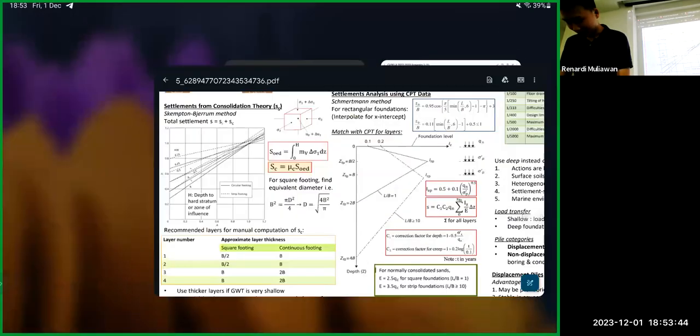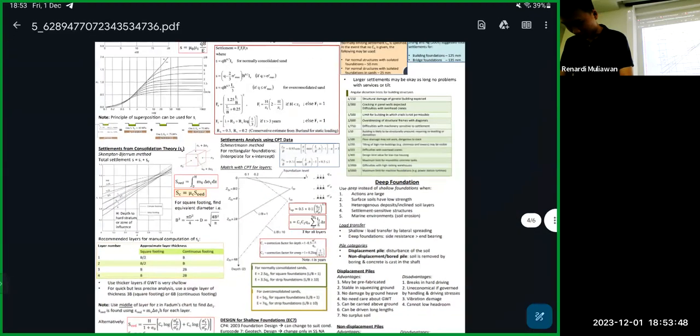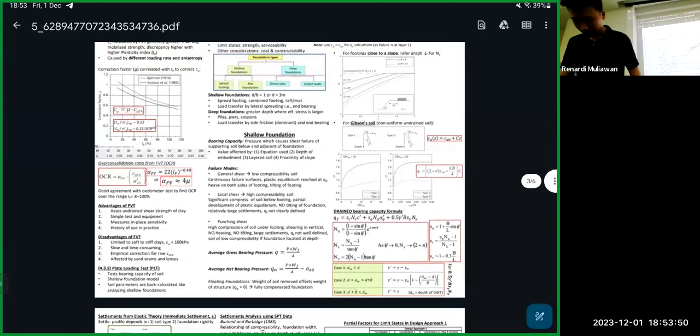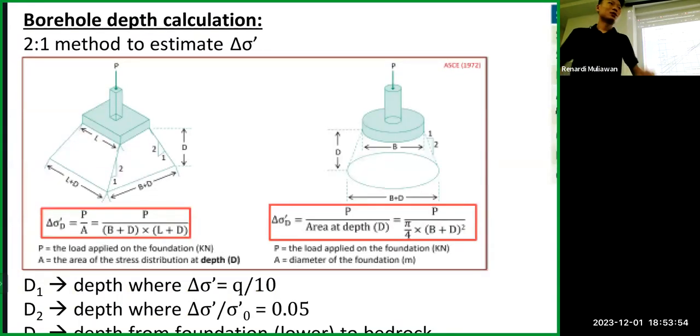Yes, it's the first one. This one. Okay, yeah. So you add the loading, right? So below the foundation, at some arbitrary level, the stress will be added that much, P over A.